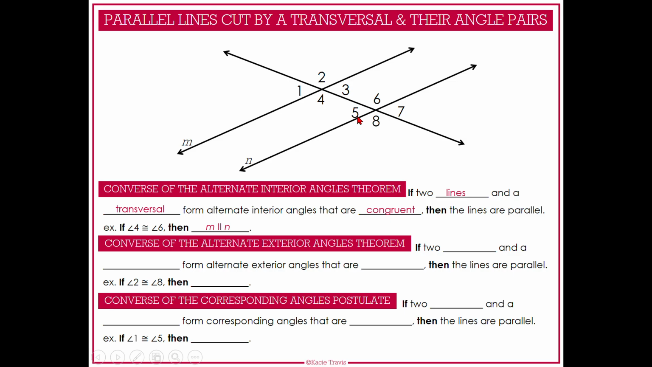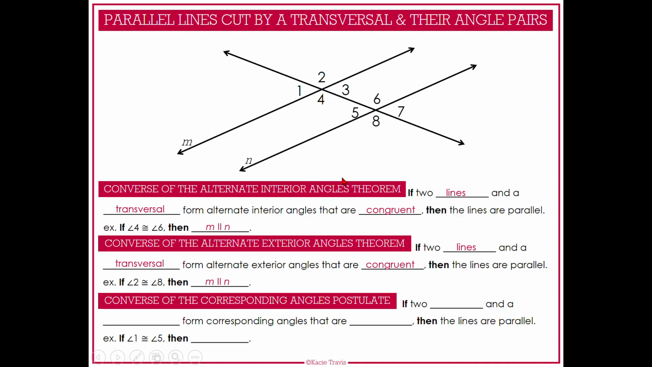All right, let's keep moving with this. Next one we're dealing with is alternate exterior angles. So this time we're focusing on 2 and 8 for our example. But if two lines, once again, and a transversal form alternate exterior angles that are congruent, then the lines are parallel. So if 2 and 8, they're both outside of our two lines, M and N, and they're on opposite sides of our transversal, if they're congruent, then that means that M and N are parallel.